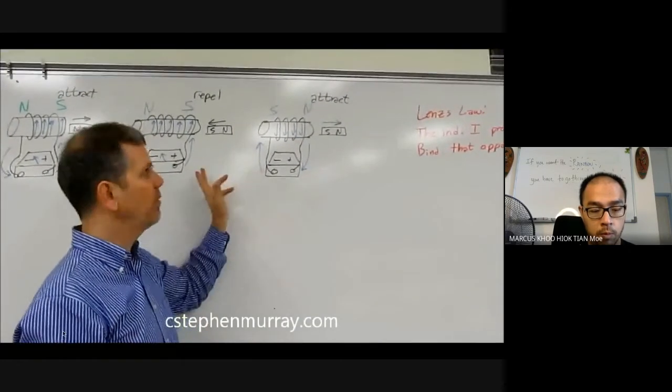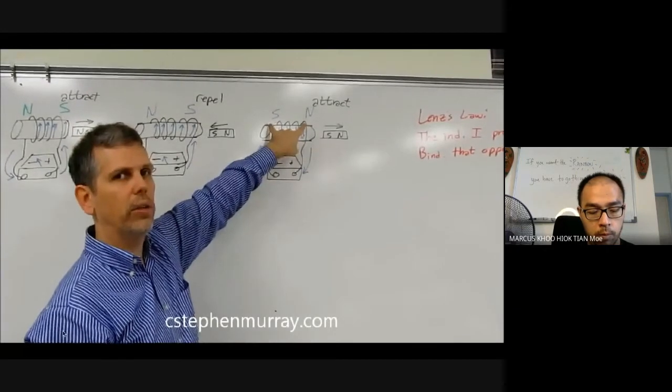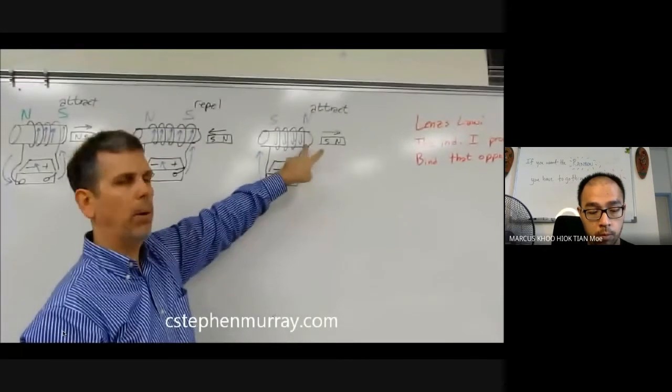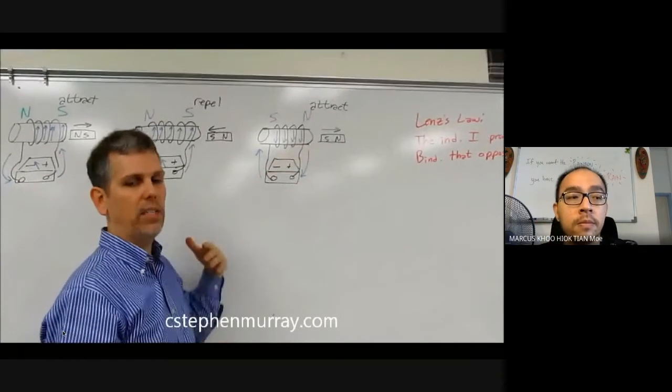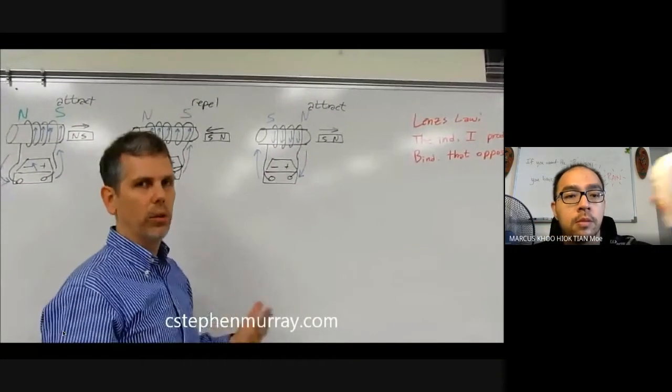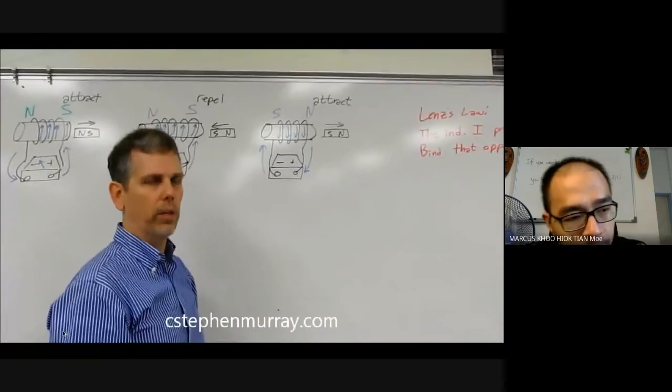In each of these four cases, the induced magnetic field in the solenoid is opposing the change of magnetism. Now, when the magnet was just in the solenoid, there's no change, so there's no opposition, and there is no induced magnet, only when there's a change.